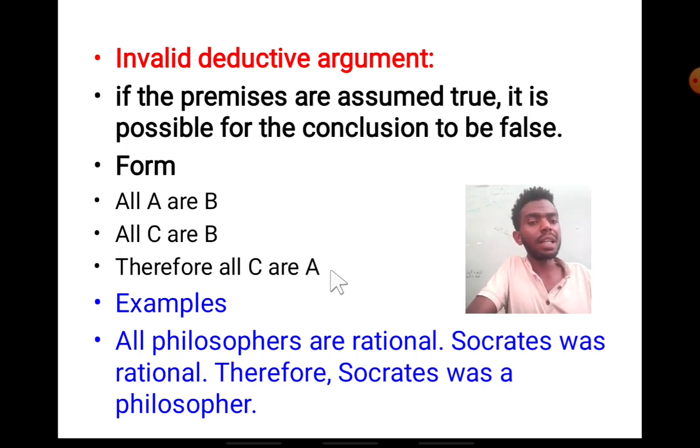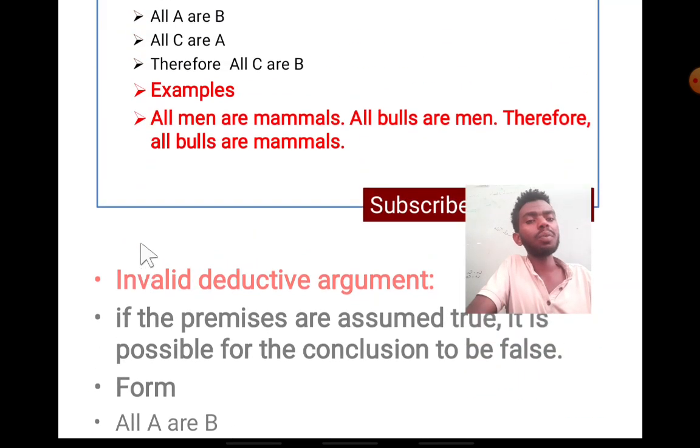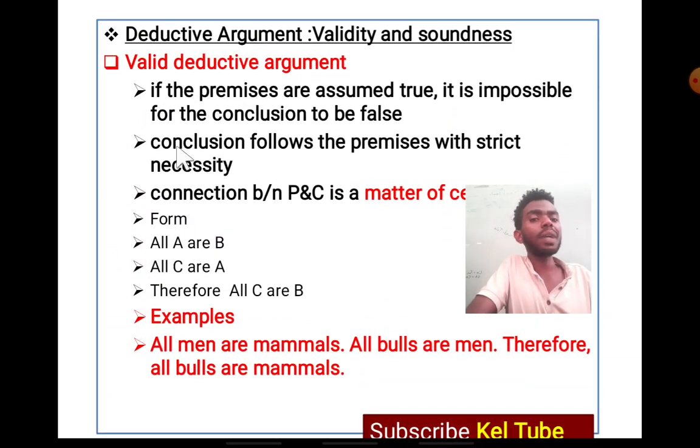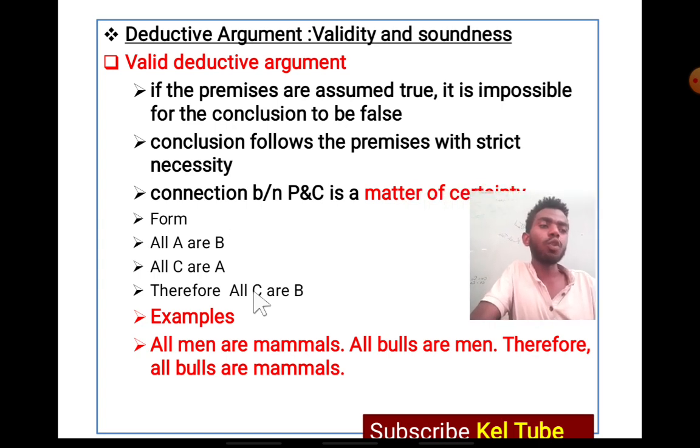All philosophers are rational. Socrates was rational. Therefore, Socrates was a philosopher. This is invalid. By contrast: all A are B, all C are A, therefore all C are B. This is a valid deductive argument.